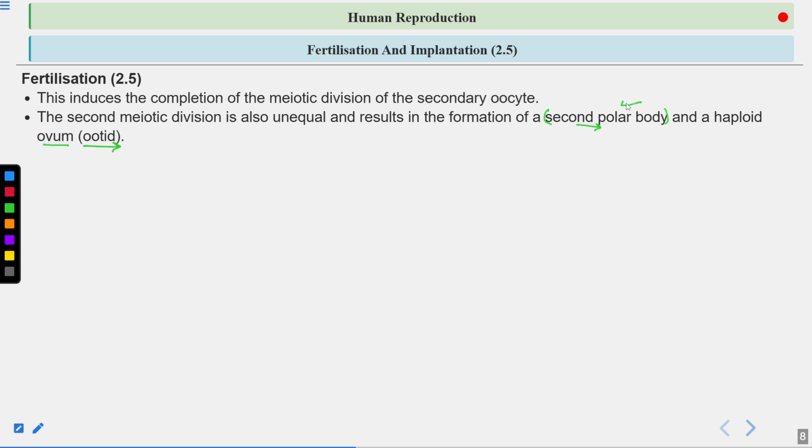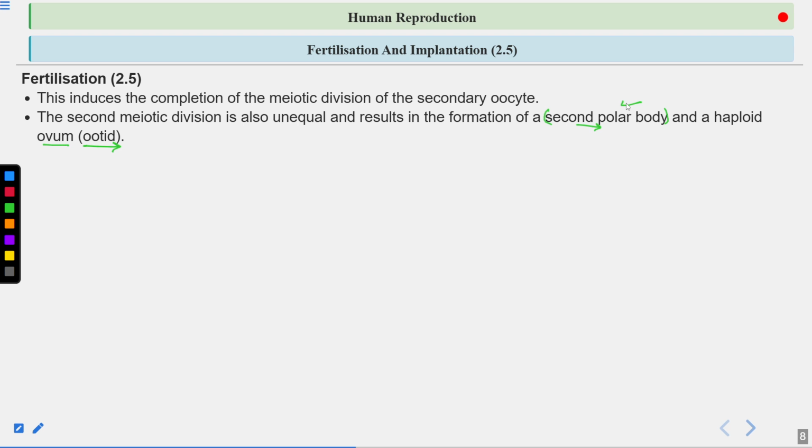Now why does this occur? Why does the bulk of the cytoplasm remain with the ovum? This is happening because the ovum has to further form the embryo. For the early development of the embryo, cytoplasm is required because cytoplasm consists of a lot of cell organelles and a lot of nutrients which are required by the early embryo. A tiny second polar body is formed which will degenerate later.